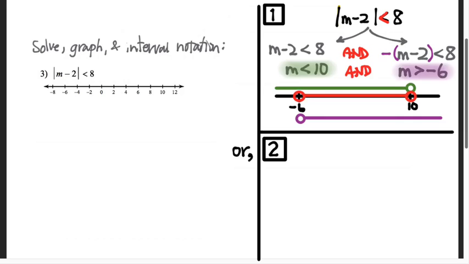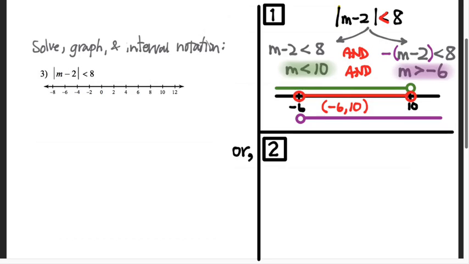M is less than 10, M is greater than -6. And then by diagramming those two things out on a number line and looking for their overlaps, choosing "and" because our original had a less than sign after the absolute value, gives us the overlap, which is our solution, the interval from -6 to 10, which is open on both sides. So open meaning we choose the parentheses for both. So that's the first method of solution.